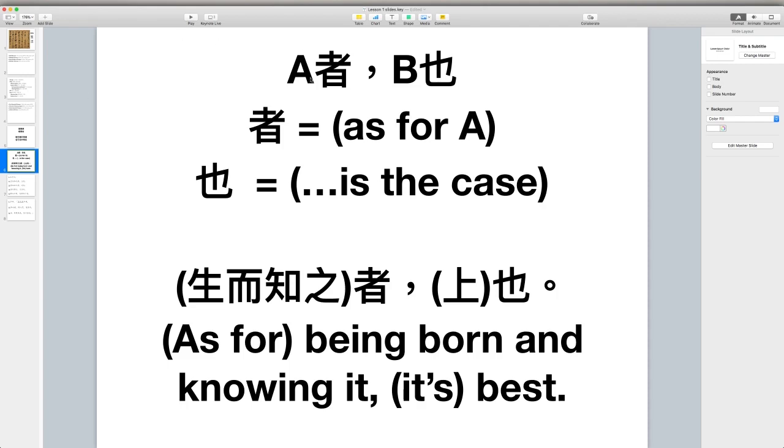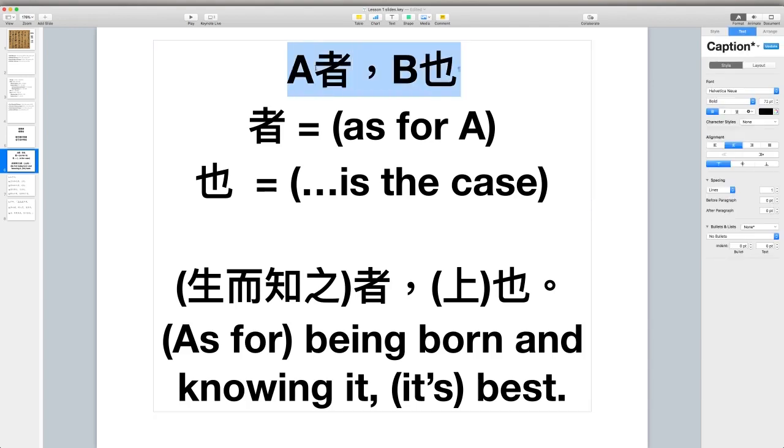But a basic sentence pattern in classical Chinese is this: A zhě B yě, right? So zhě marks the topic. So whatever comes before zhě is the topic. And yě marks the comment. So whatever is between zhě and yě is the comment. And if you want to think of it as, so as for A, B is the case, right?